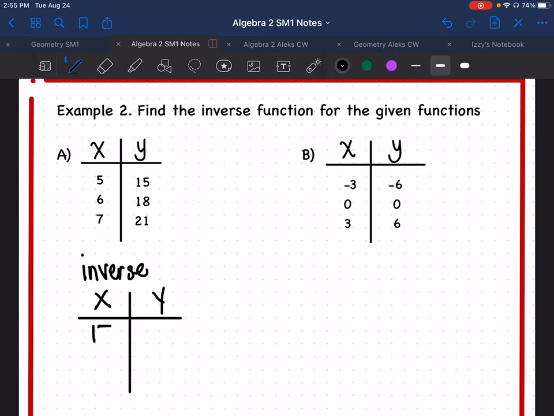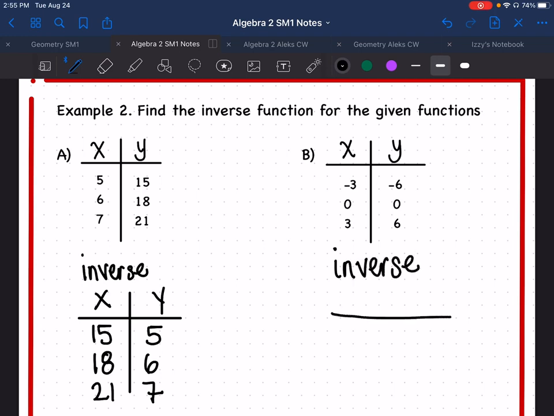So the 15 moves over here and the 5 moves over there, right? From this one right here. The 8 and the 16, the 6 and the 18 are going to switch places. Likewise, the 21 and the 7 are going to switch places. That's it. Let's try the next one. My inverse. There we go. I almost forgot how to spell it for a second.